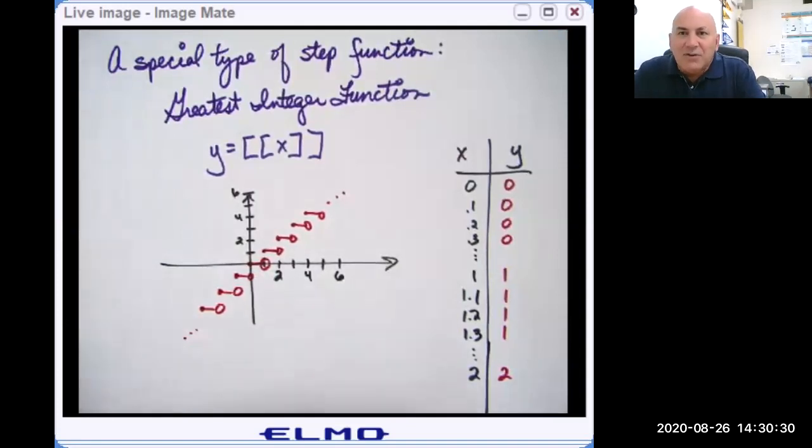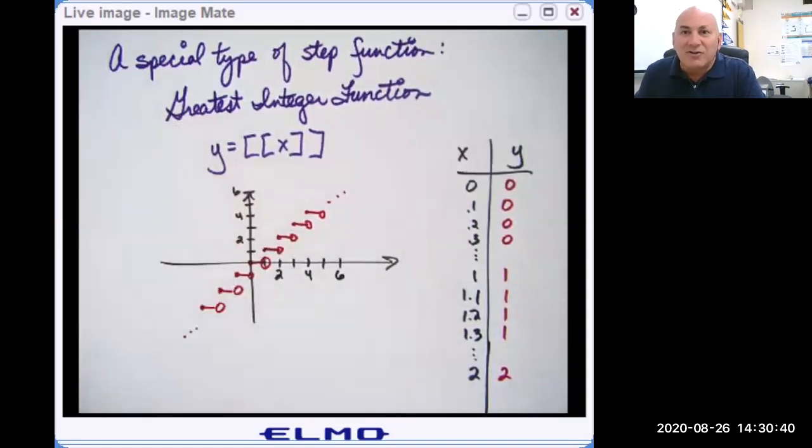And if you remind me, I'll give you an extra credit assignment related to the greatest integer function.